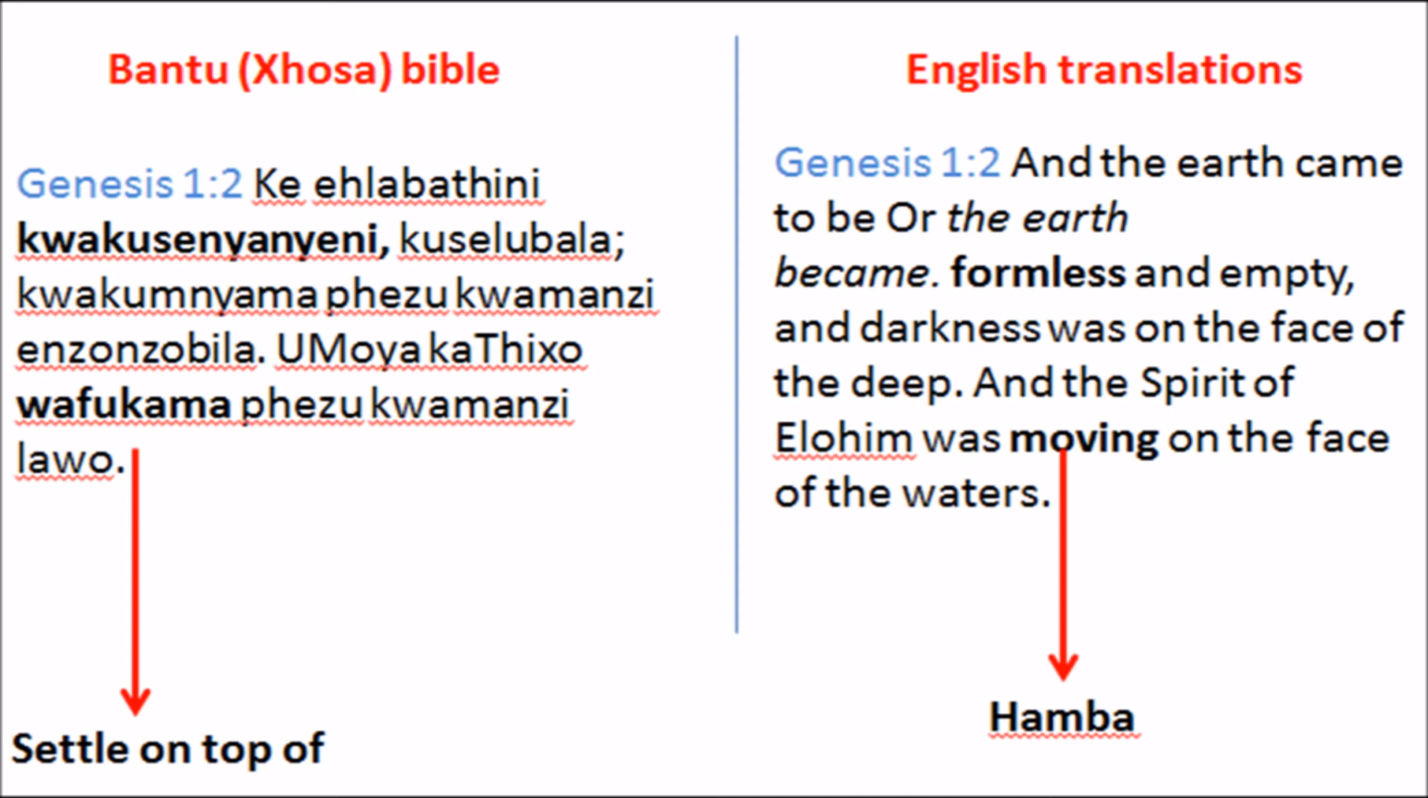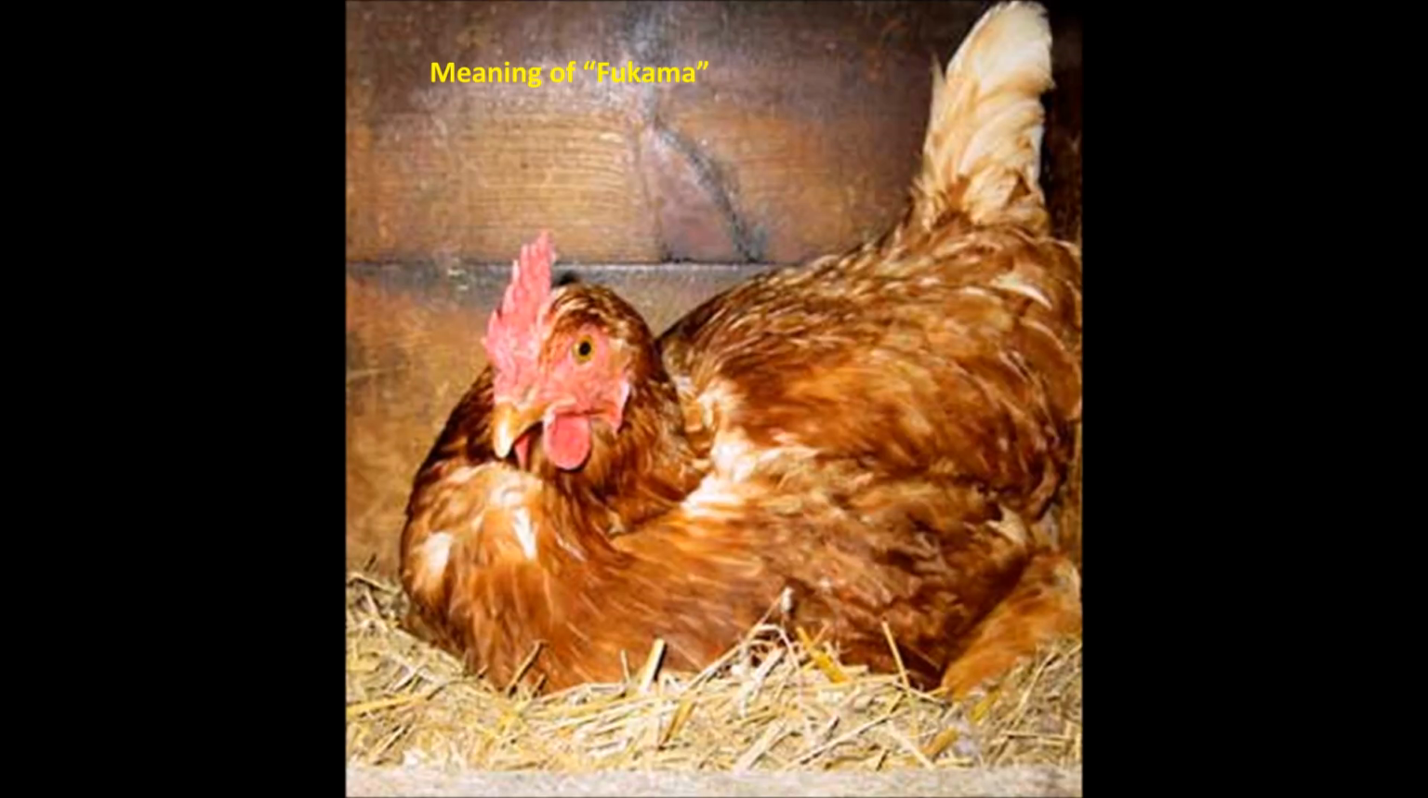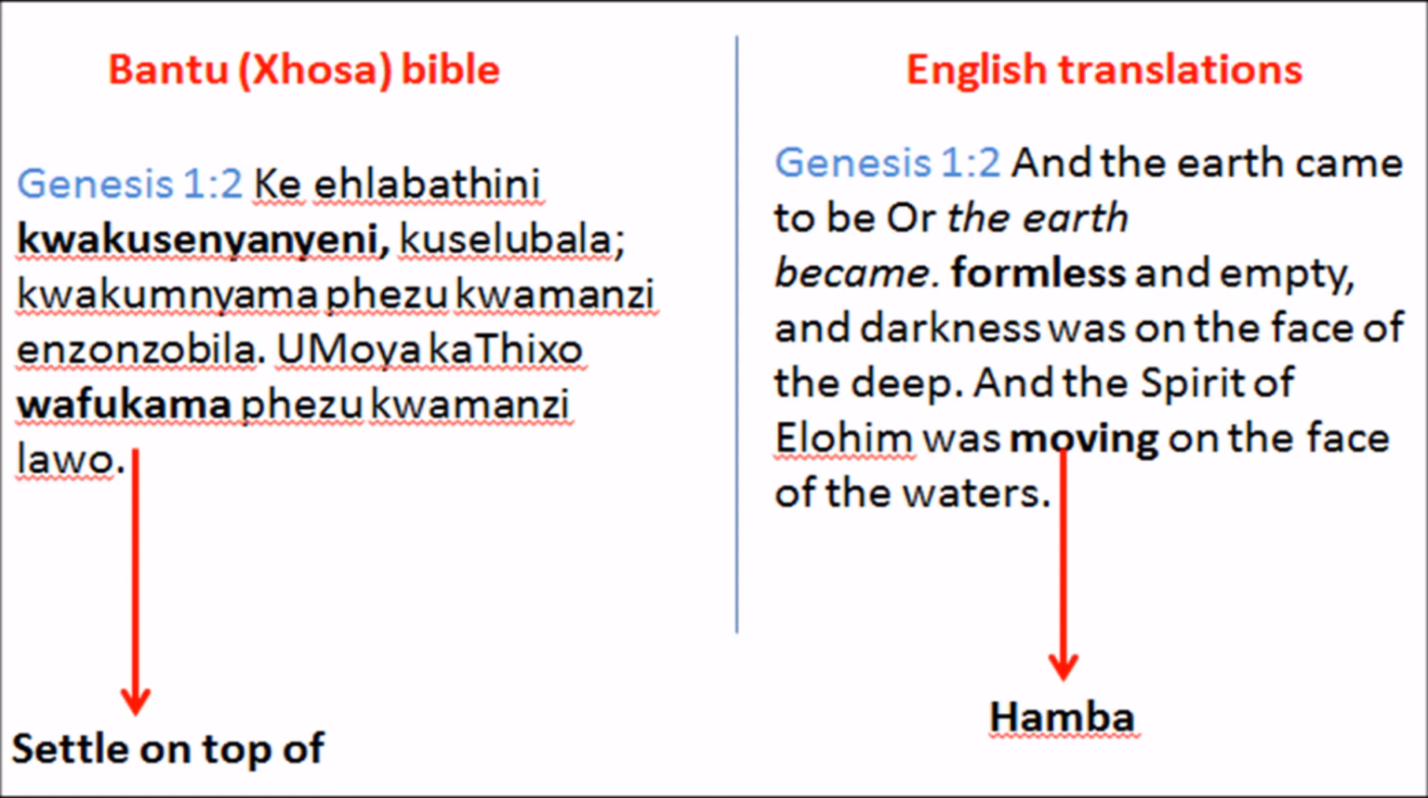Fukama is, like, typically when a chicken sits on eggs to hatch them, it says to fukama. To sit on top of something until something is done brewing, or whatever process of metamorphosis or whatever changes it's going through. So something else covers it. Okay, that's called fukama.